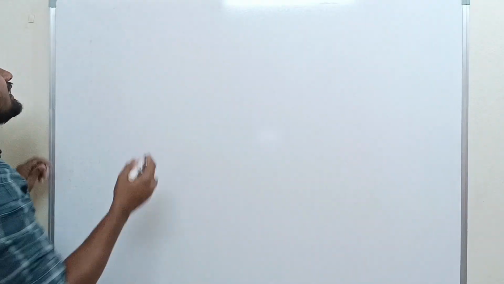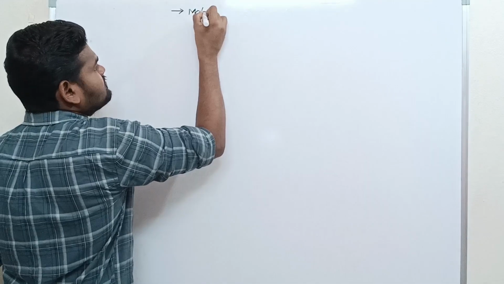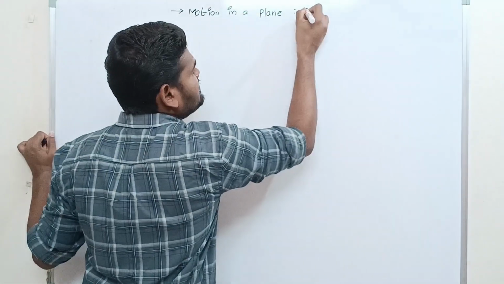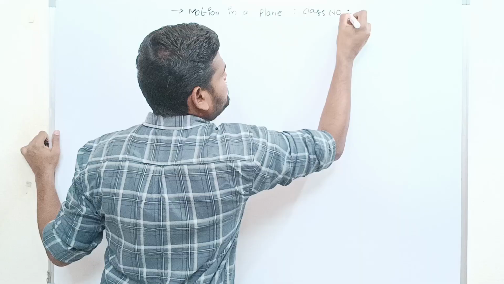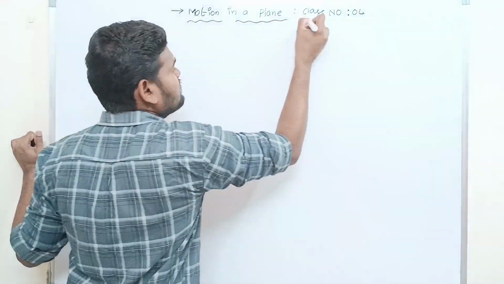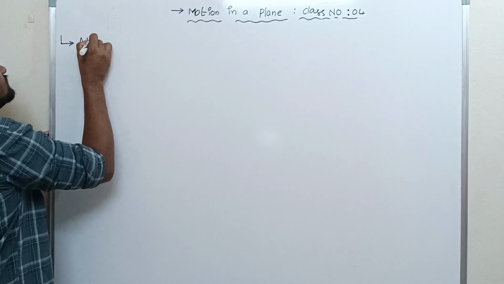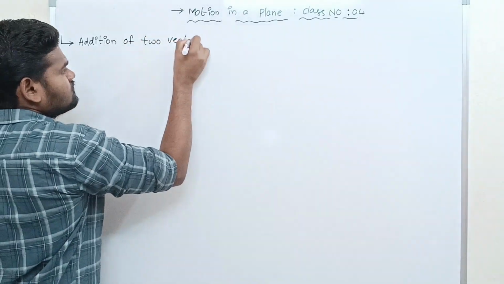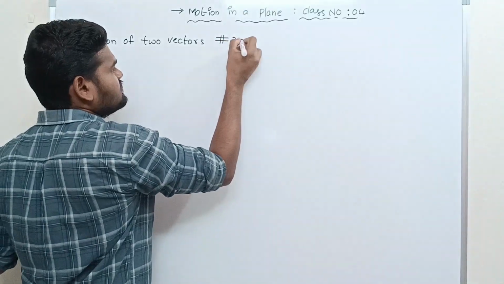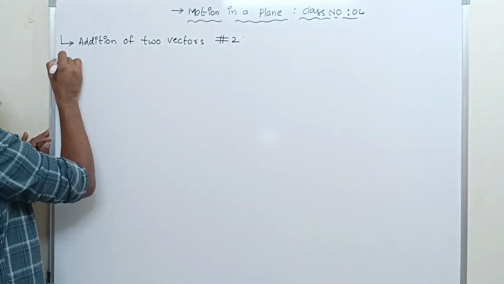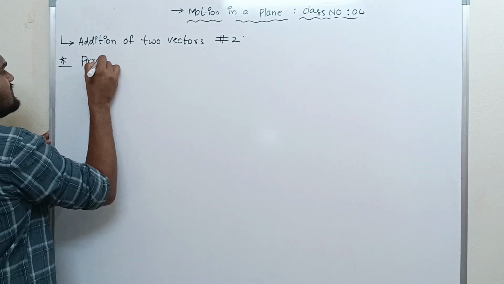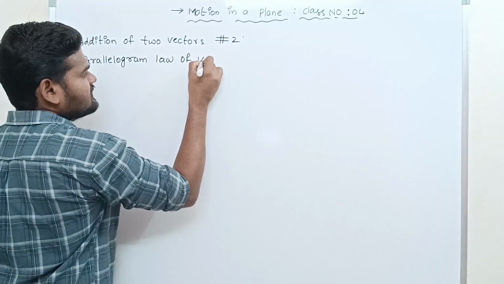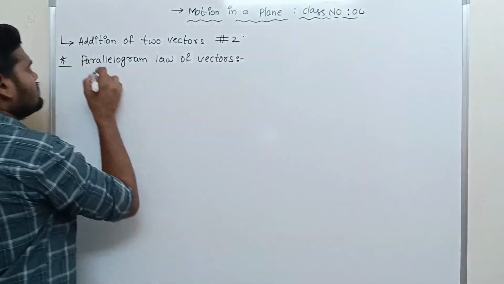So what is the chapter going on? Motion in a plane. What is the class number? This is class number 4. What is the topic? Addition of two vectors. And this is session number 2. What is today's concept? Today's concept is the parallelogram law of vectors.